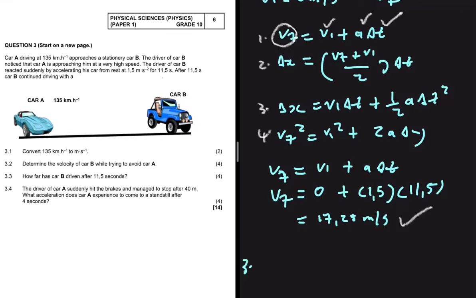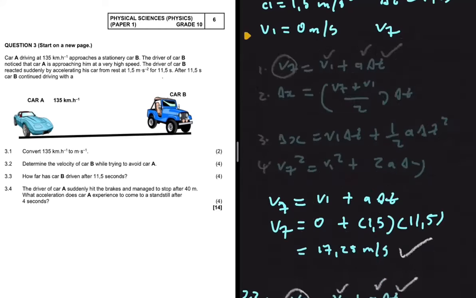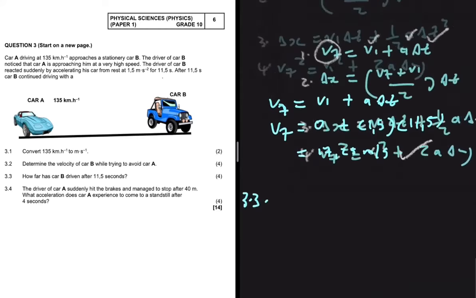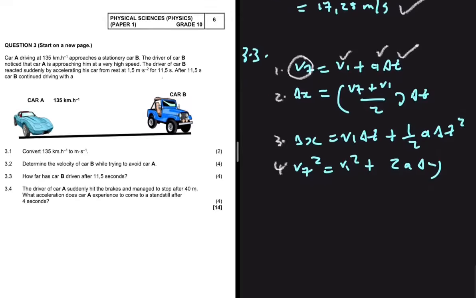Let's look at 3.3. But let's take our equations of motion with us, because we might need to use equations of motion in 3.3. Right. So the question is saying, how far has car B driven after 11.5 seconds? So again, let's jot down our information. We have delta t, which is equal to 11.5. We have our initial velocity, which is equal to 0. We have our final velocity, which is equal to 17.25. We're looking for delta x.